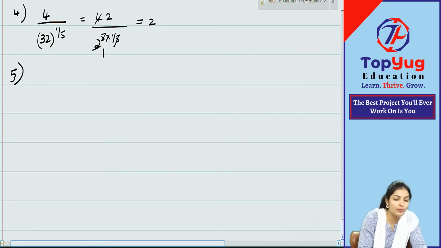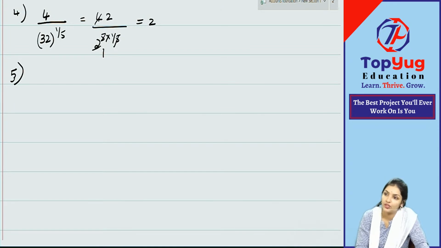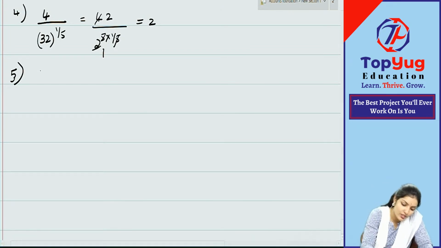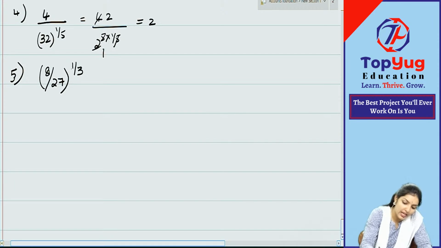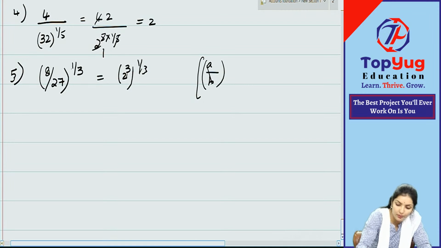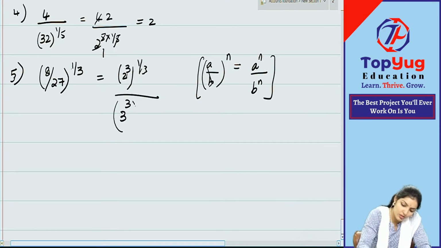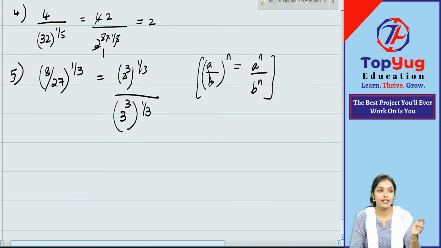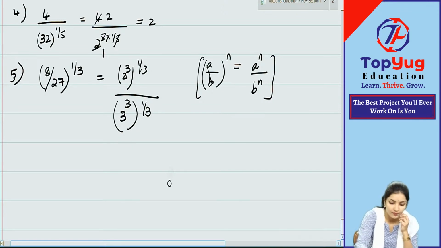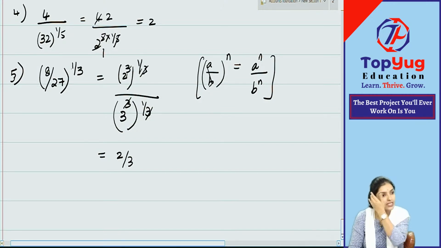The value of 8 by 27 to the whole power. Very good. So 8 by 27 to the power 1 by 3. I can write 8 as 2 cube, and then I can put 1 by 3. That is in this manner: a by b to the power n is equal to a to the power n divided by b to the power n. Similarly, 3 cube to the power 1 by 3. 27 is 3 cube, 8 is 2 cube. Cancel. You are left over with 2 by 3. Is it easy, indices? It's easy.